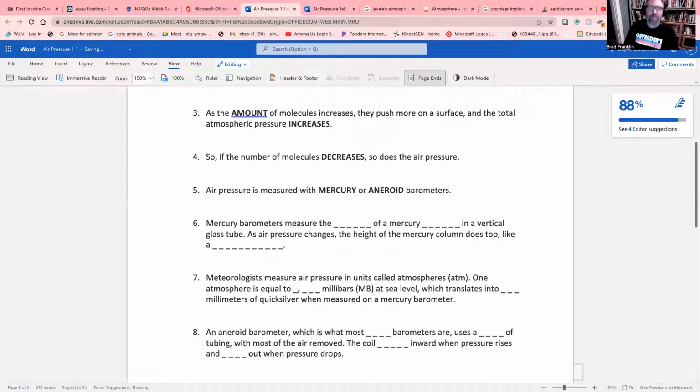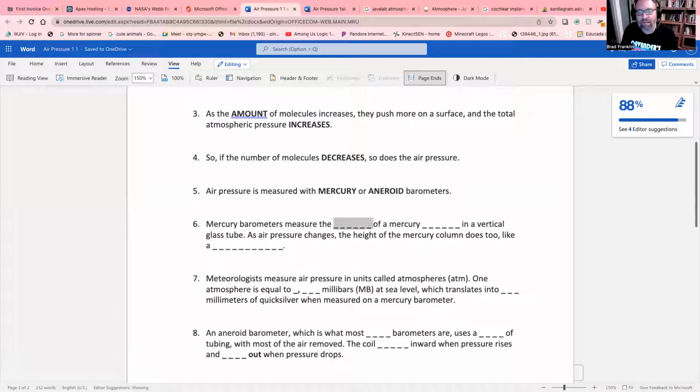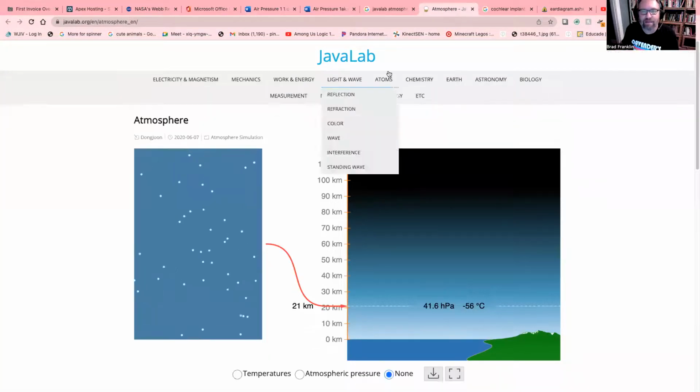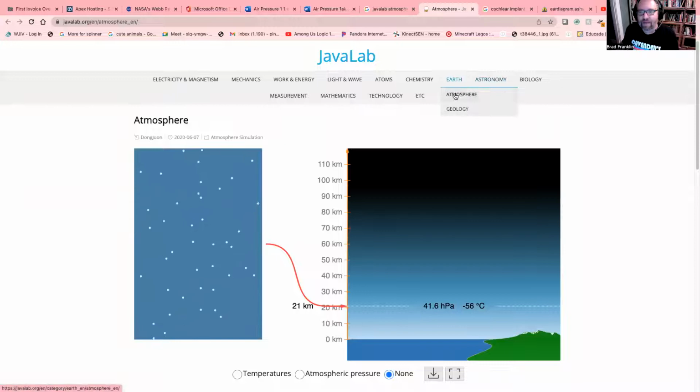Aneroid. Good. Mercury or aneroid barometers. All right. Mercury barometers measure the blank of a mercury blank in a vertical glass tube. Let me remind you what that is. Let me go here to atmosphere.